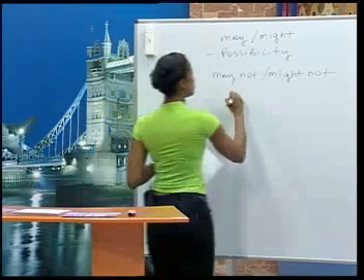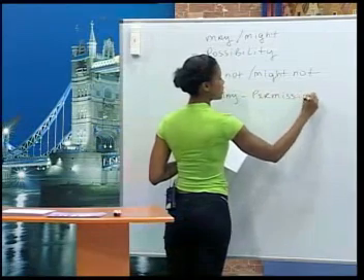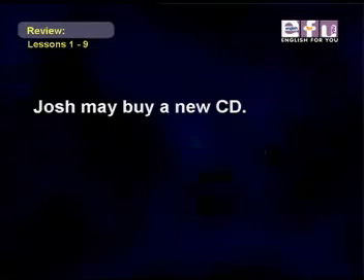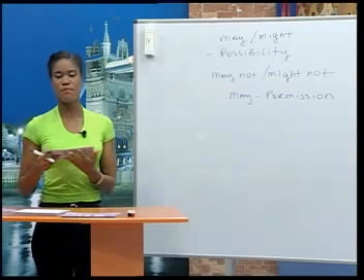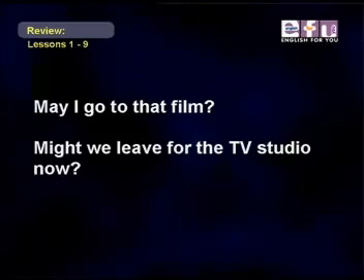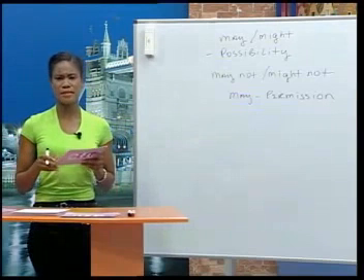May can also be used to express permission. Not only possibility, but also permission. Here are some examples. Alan may go to the film tonight. His father said it was okay. Next. Josh may buy a new CD. His mother said he had enough money. We can begin questions with may and might. For example, may I go to that film? Might we leave for the TV studio now? We usually don't use might for yes or no questions, but you might see it sometimes.